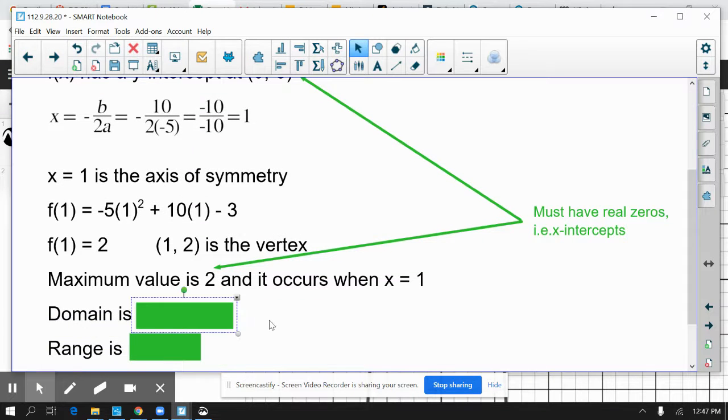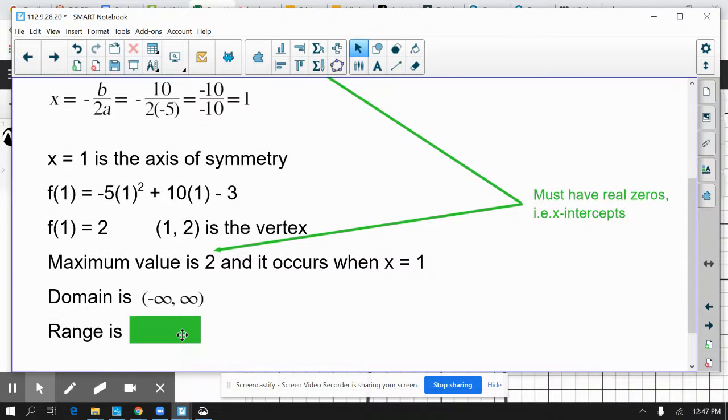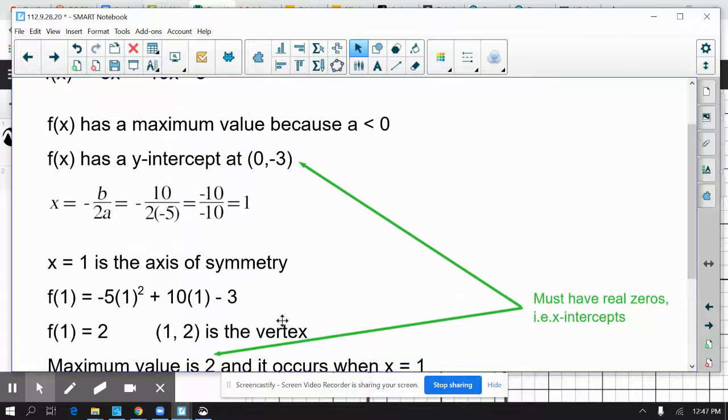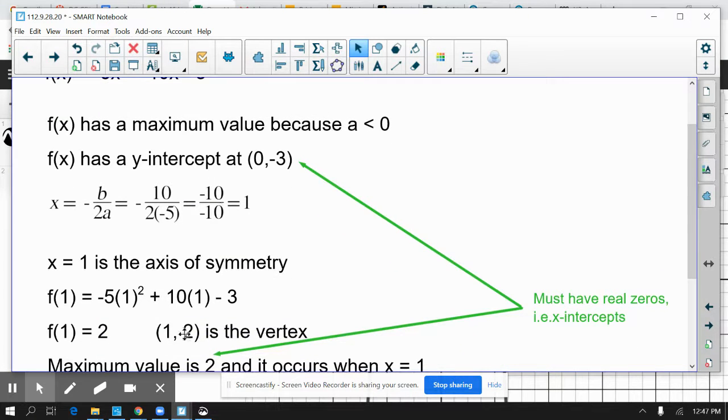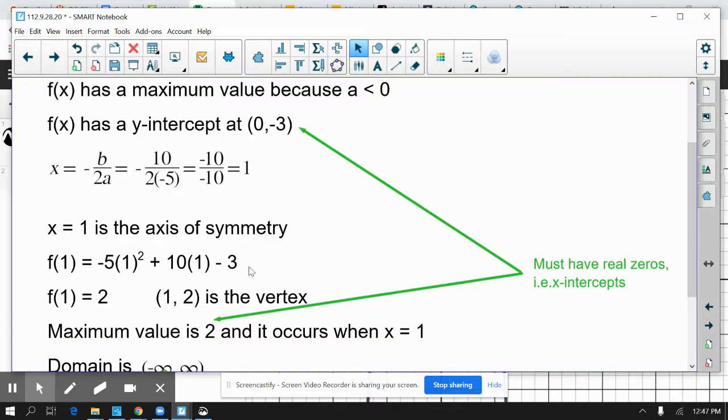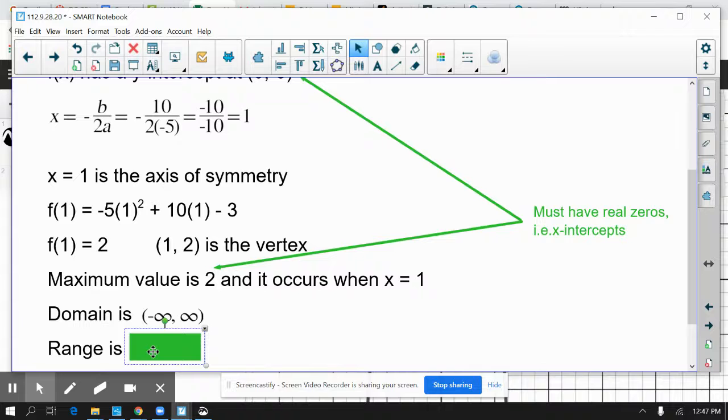The domain, easiest question in the world. It's always all real. All quadratics have that domain. The range, however, we had to think about. Since it has a maximum of 2, every other y value must be below 2. So the range is, always read from left to right, from least to greatest, negative infinity to 2, including 2.